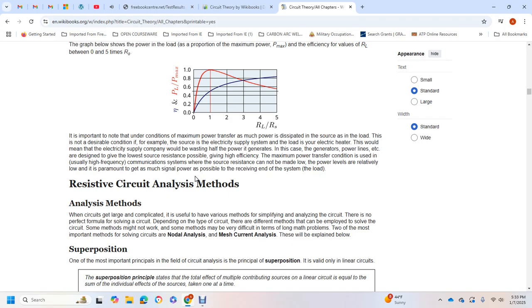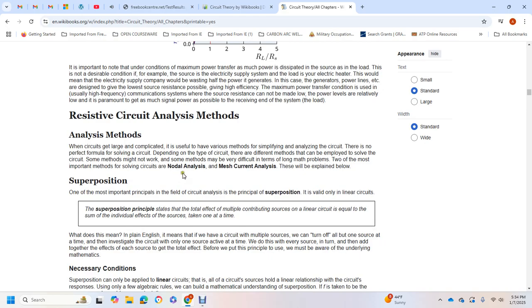The maximum power transfer condition is usually used in high frequency communication systems, where the power level is relatively low and the resistance can be made low, so that as much of the signal power as possible is received in the system and the load. Resistive circuit analysis methods.